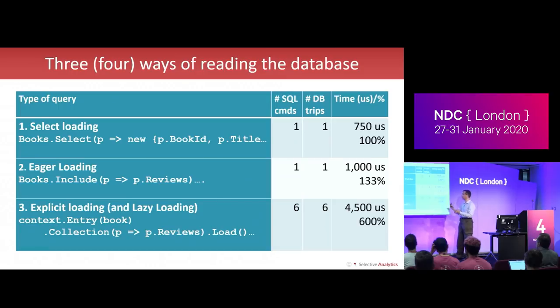And before 3, if you loaded a book and then you loaded the reviews, they were done by separate SQL commands, right? So these two would be like this two. This I think there's three in here and four in here. So there's four commands, but it's all done in one database trip. These are about 20% faster than 2.1.